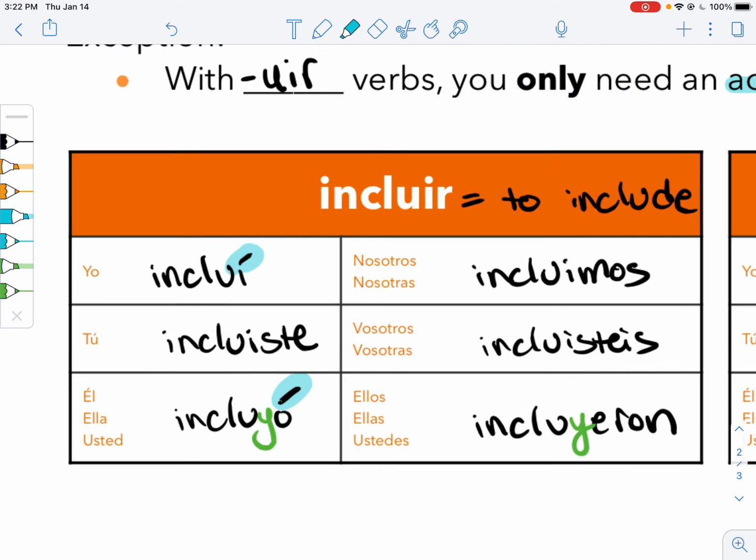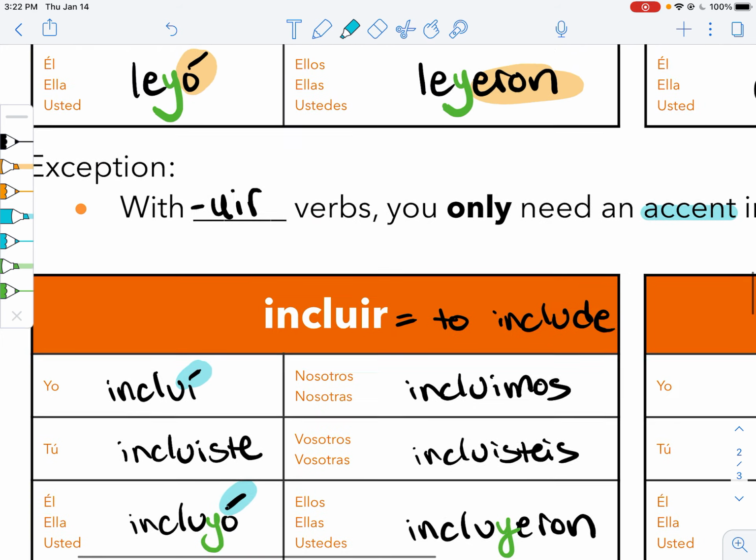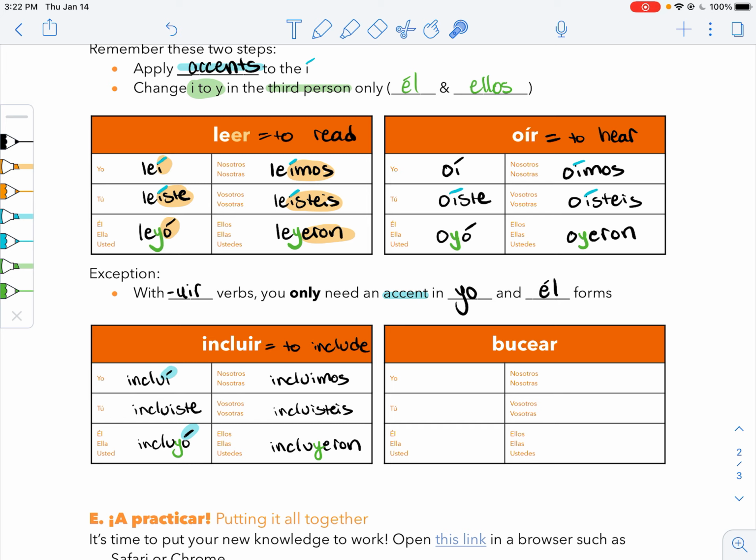Okay. So that rule applies for all UIR verbs. The accents you can cross off. They only go on the yo and él forms like they normally do. So all you need to do with UIR verbs is just change the I to a Y.